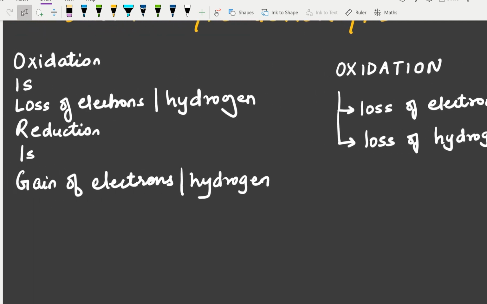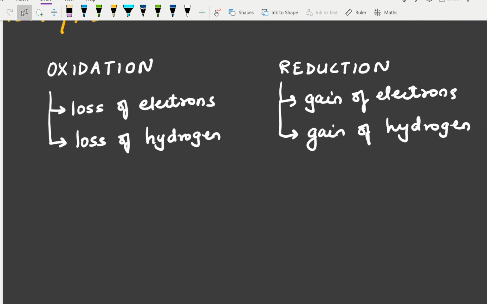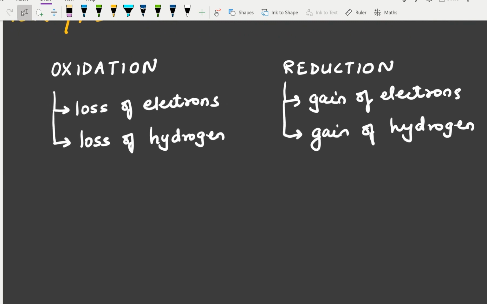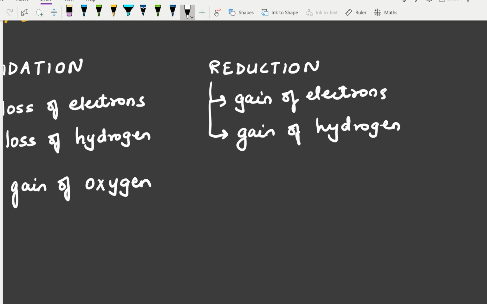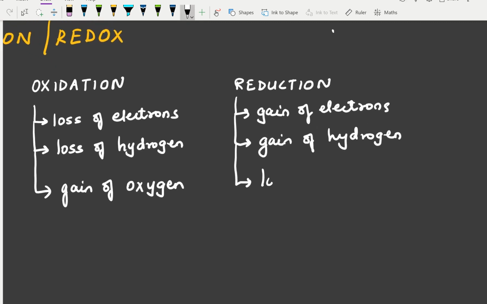Now what about the other 2 that I was talking about? Well, the other 2 are also simple, but there's no mnemonic, so I'll just write them directly here. So oxidation is also a gain of oxygen. Just the opposite, what is reduction? Reduction is the loss of oxygen.